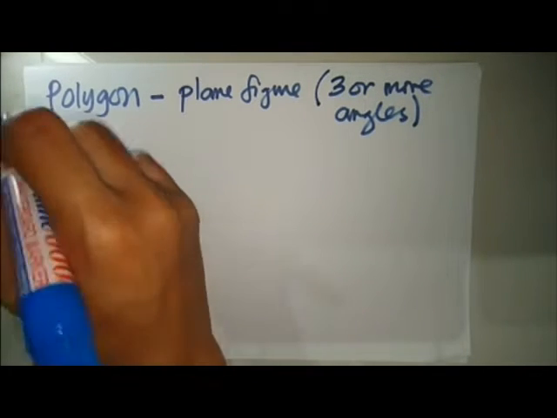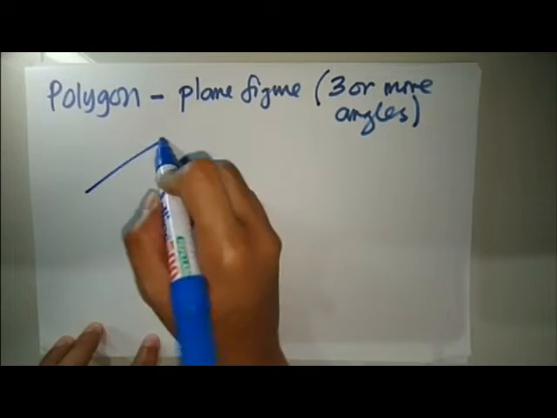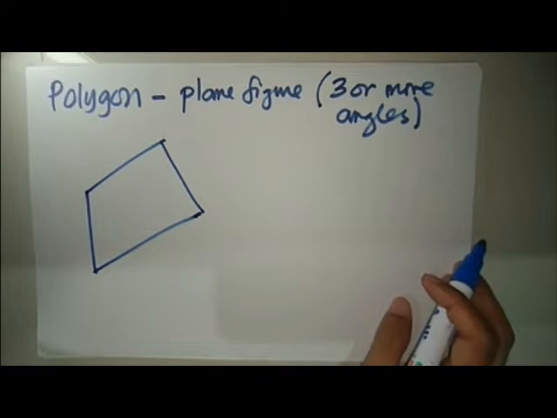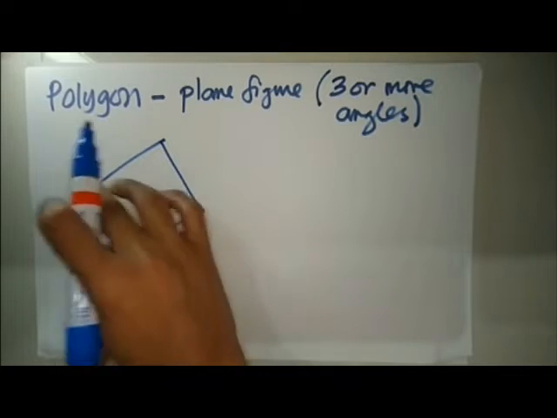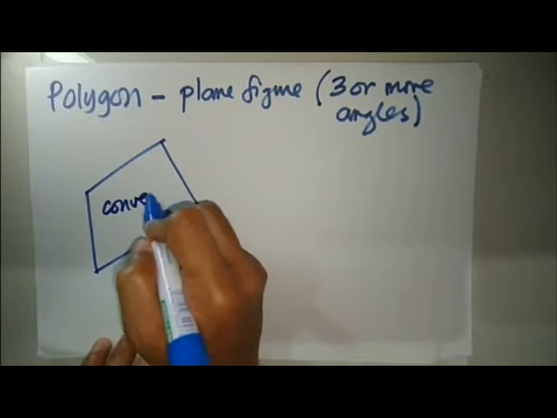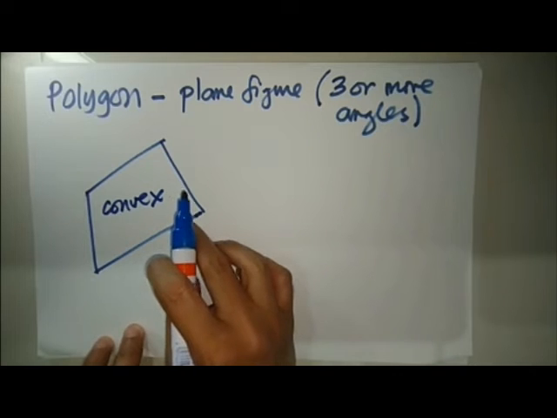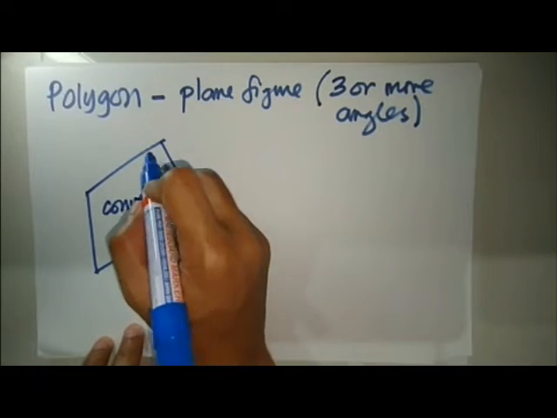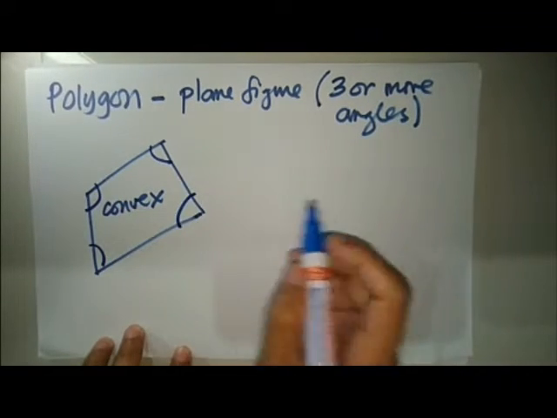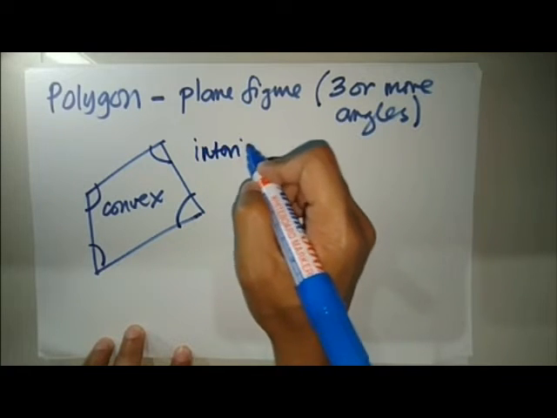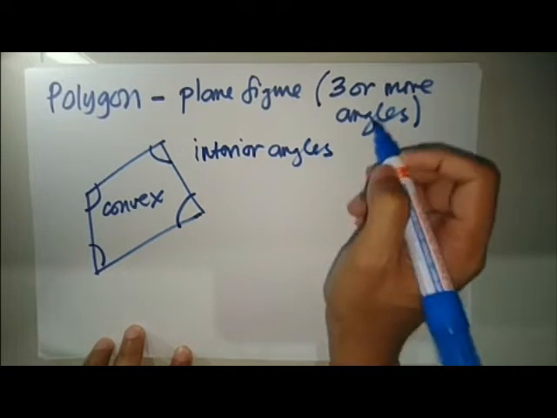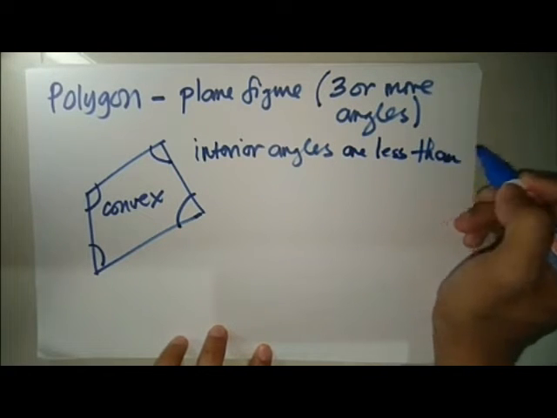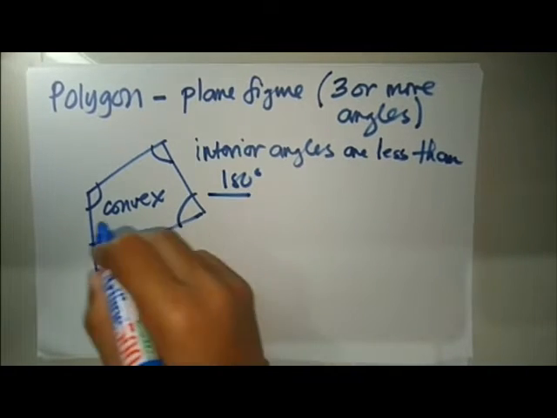You have convex and concave. So what is a convex polygon? For example, you have this polygon, an enclosed figure, so that's a plane figure. When you say convex polygon, the interior angles, the angles inside, are less than 180 degrees. That's a convex.